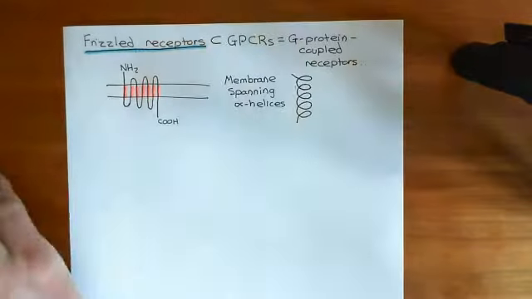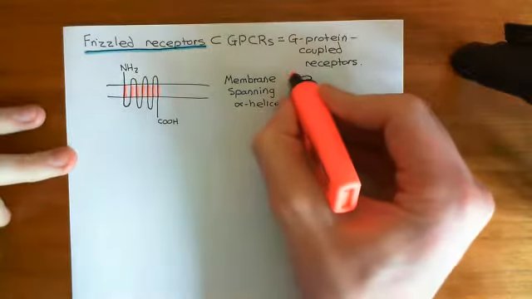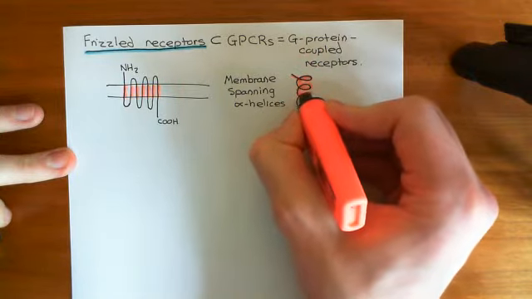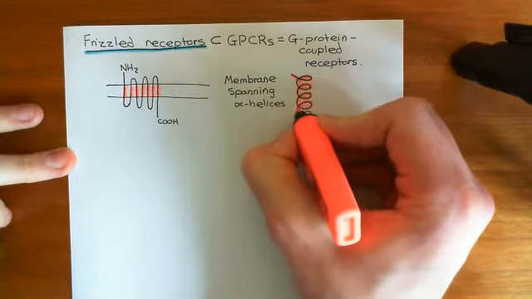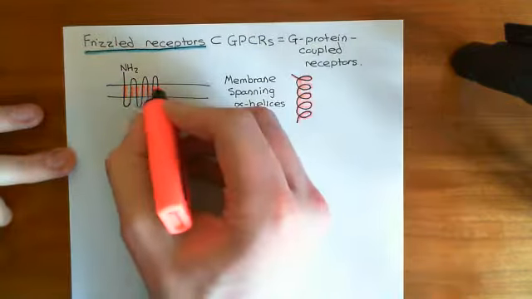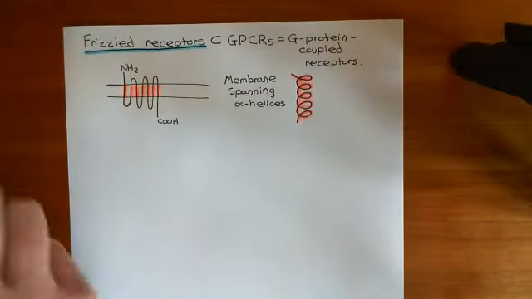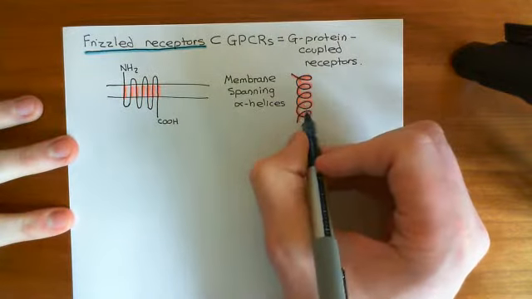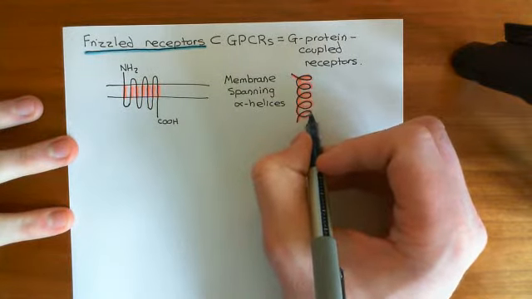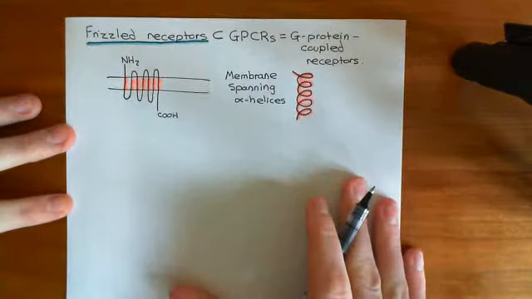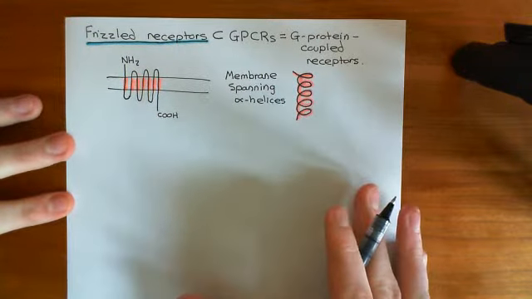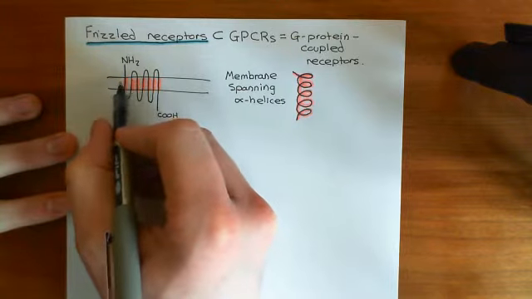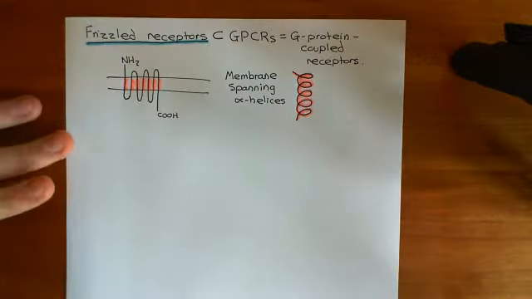The polypeptide within this membrane-spanning alpha helix will be mainly made up of hydrophobic residues, and these hydrophobic residues will stick into the hydrophobic core of the phospholipid bilayer, and those will help to stabilize this membrane-spanning alpha helix within the hydrophobic core of the phospholipid bilayer. I won't actually draw them as springs or alpha helices, but they are in fact alpha helices.